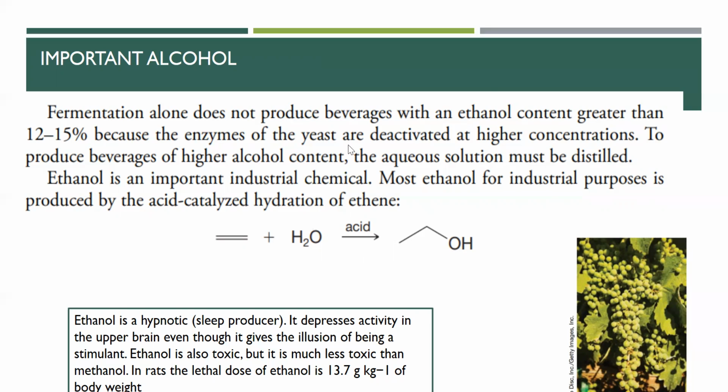Fermentation alone does not produce beverages with an alcohol content greater than 12 to 15% because the enzymes of the yeast are deactivated at a higher concentration. And it is for this reason that when we prepare alcohols via the fermentation process, particularly wines, they only produce a wine having an alcohol content of up to 14 to 15%. Again, it is because the enzymes of the yeast are deactivated at a higher concentration of alcohol. And this is what I mentioned about other types of alcoholic beverages having a higher alcohol content. For example, gins and rums, the aqueous solution has to be distilled, so that what is added to your alcoholic drinks will have a higher percent of alcohol.